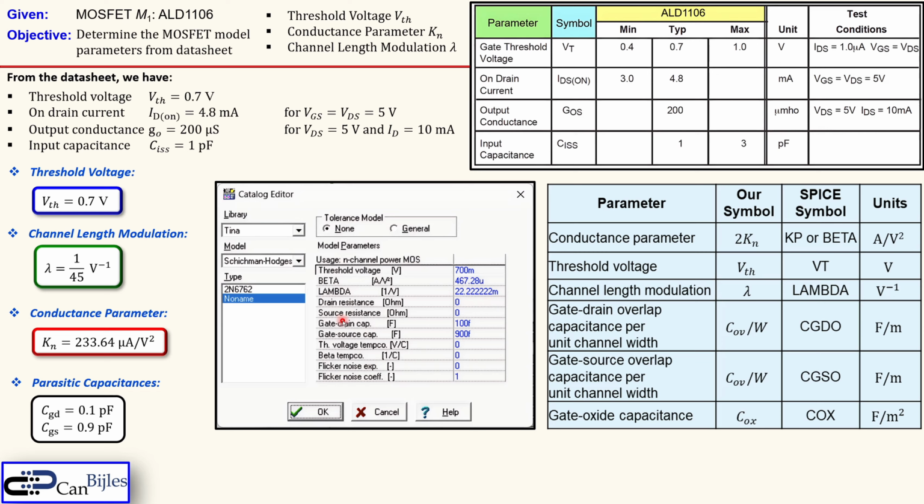Drain and source resistance, which are the ohmic resistances, are 0, so no connections are considered there. The gate-drain capacitor we have taken as 100 femto, and the gate-source capacitor is 900 femto. Another parameter, we pick all of them as 0 and just set the coefficient for the flicker noise as 1. All right. So we have now developed our model in the TINA-TI SPICE using the information from the datasheet, the SPICE model parameters, and our symbol.